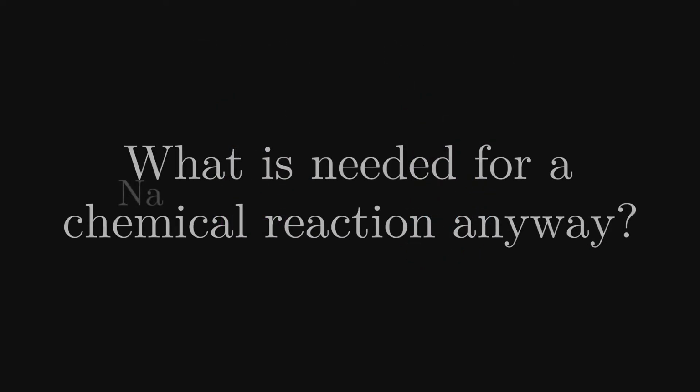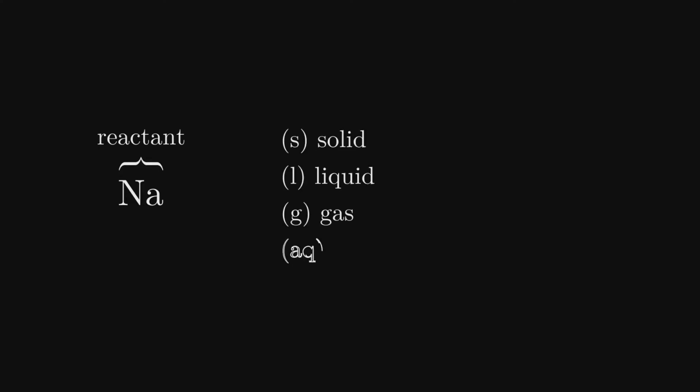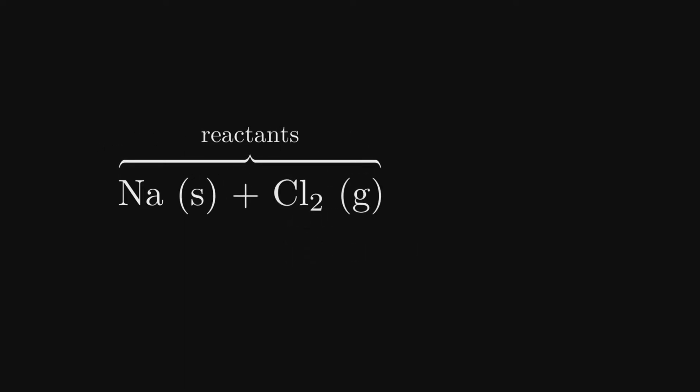The first thing we need is something to react, which is appropriately named a reactant. When the equation used to describe the reaction is written properly, the state of matter is also included. This means S for solid, L for liquid, G for gas, and AQ for aqueous or in solution. A reaction does not require a second reactant, but there is one here.